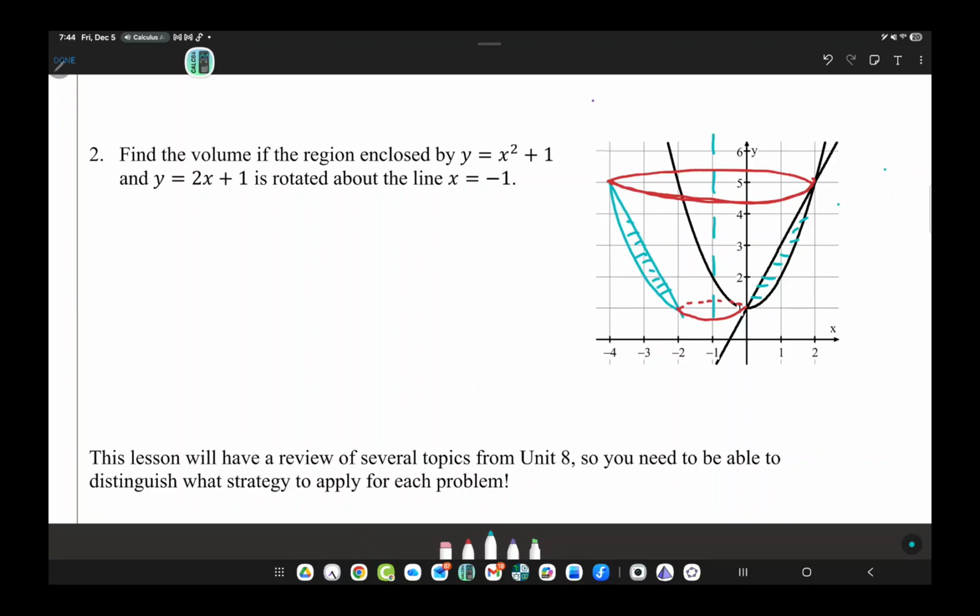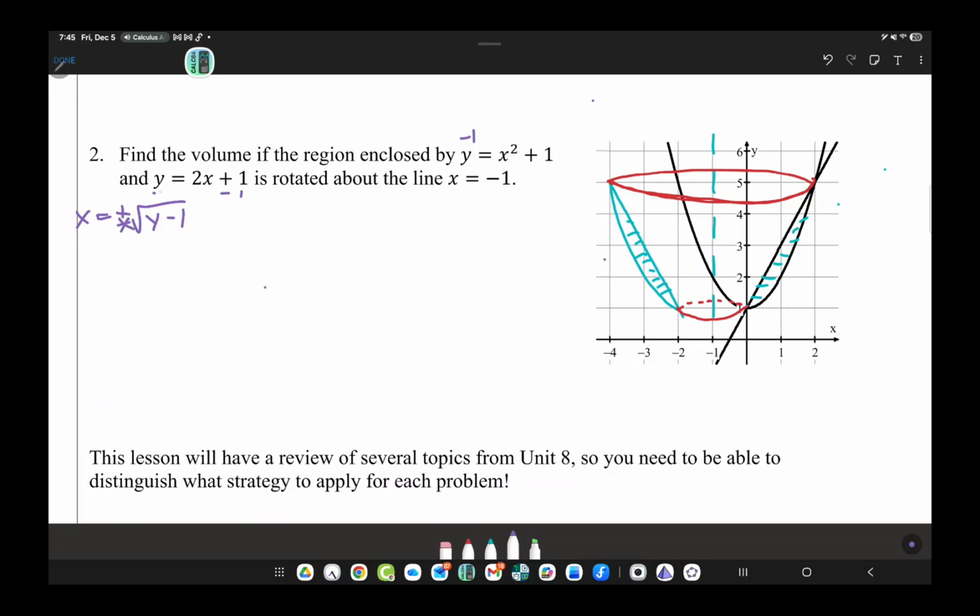Now, what's the problem I have at the very beginning? Rotating around a vertical line, which means I'm rotating kind of like I would around the y-axis. And if I'm rotating something around a y-axis, what must my function be in terms of? Yeah, we need to solve for x again. So here we're going to subtract 1. We get x is equal to, again, plus or minus square root of y minus 1. But again, I'm only going to be dealing with the positive side, so don't worry about the negative.